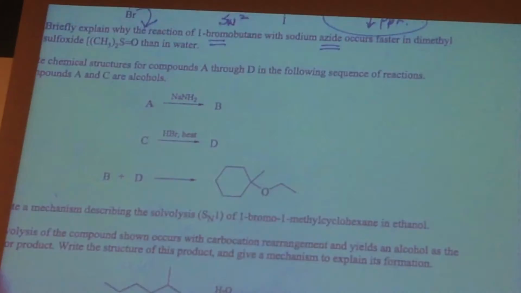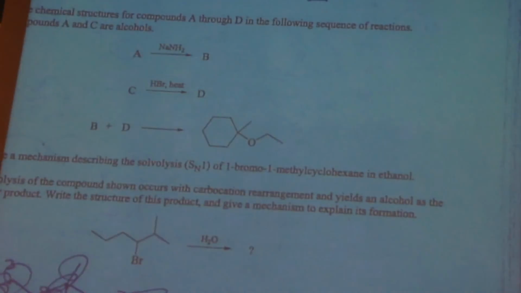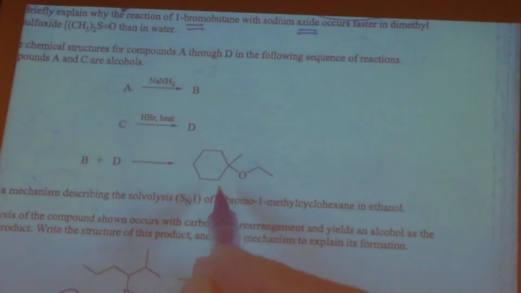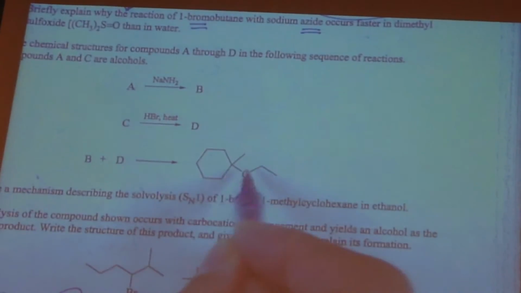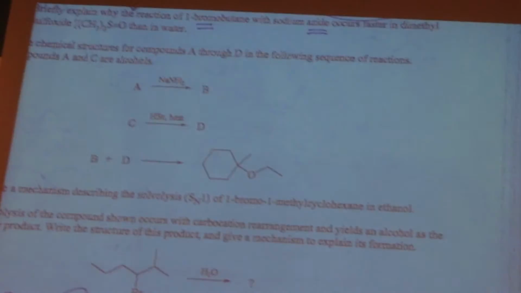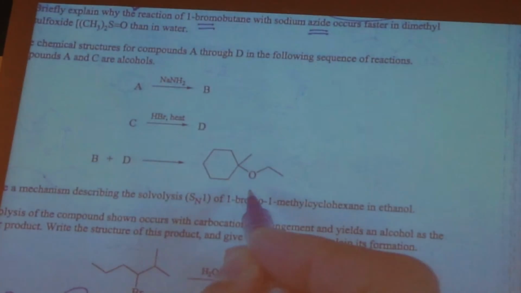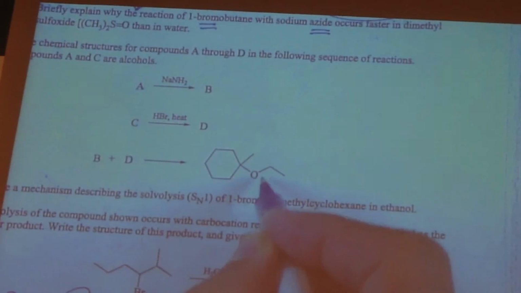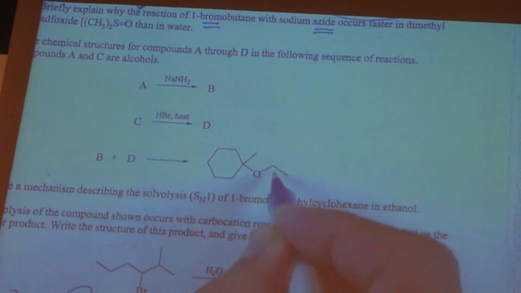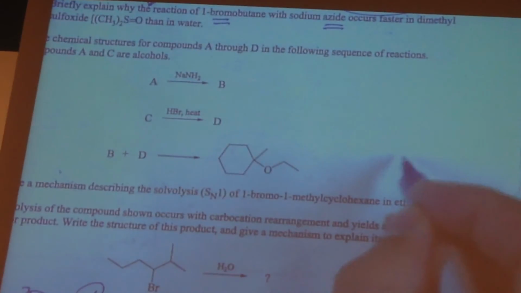Write chemical structures for compounds A through D in the following sequence of reactions. And with this type of problem, you are better off starting from the end. At the end, we see that you can cut the ether either here or here. And again, using the same analogy as the previous problem that we did, you are better off having a bromine on the primary carbon. So B and D should likely be, one of them would be like an ethyl bromide.